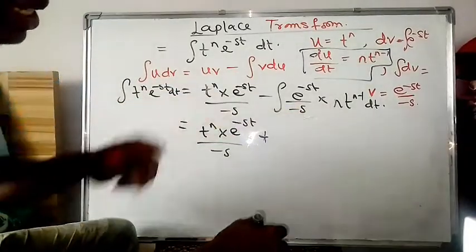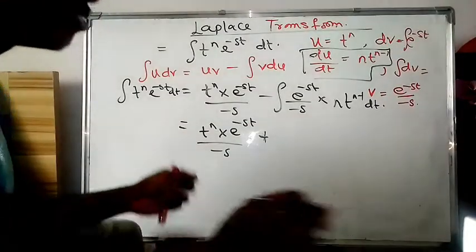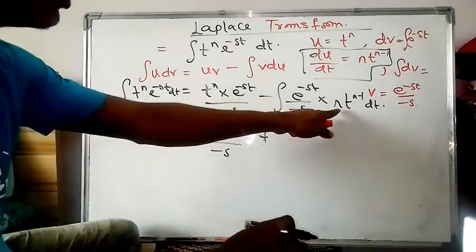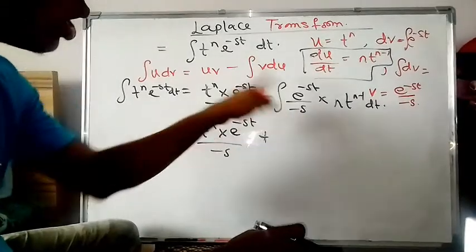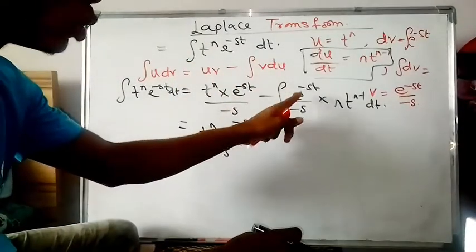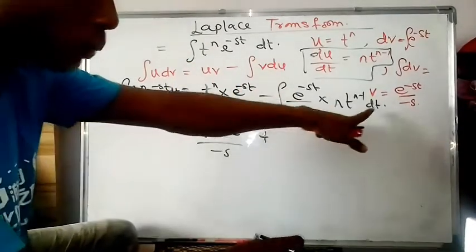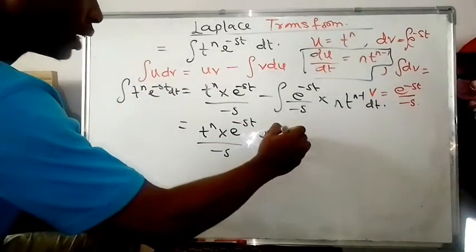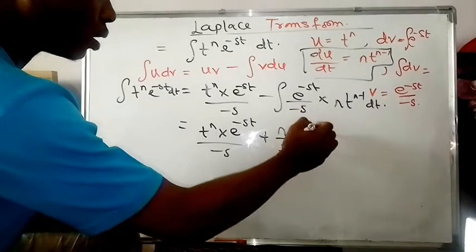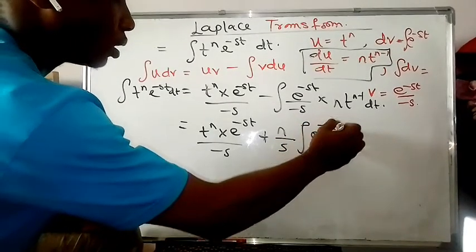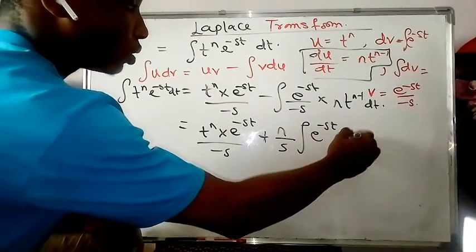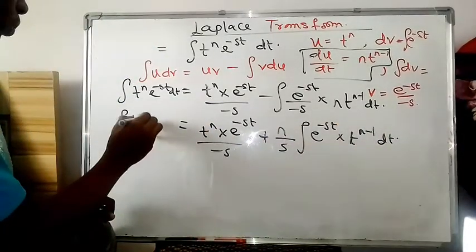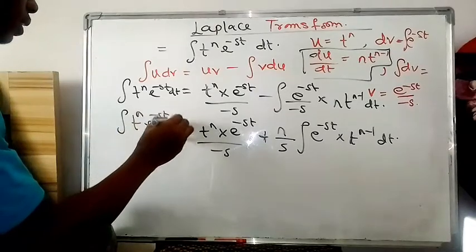Now n and s are irrelevant here, because n is a constant and s is a variable we're not integrating with respect to. We're integrating with respect to t. So we can take n and s outside the integral sign, and we have n divided by s times the integral of exponential minus st times t raised to the power n minus 1 dt. This is the integral of t raised to the power n exponential minus st dt.